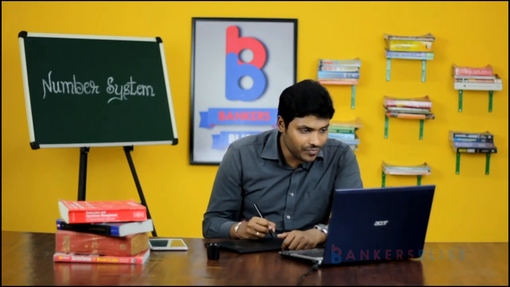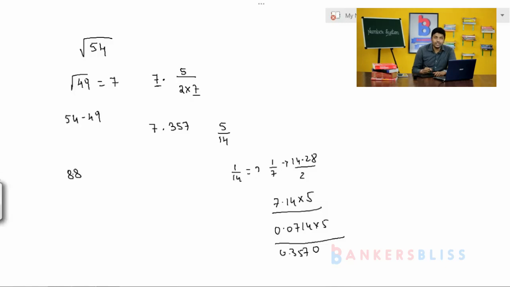Okay, let me take one more number. The number is 88. Which is a perfect square number near to 88 and less than 88? That is 81. So, the square root of 81, that is 9. So, the answer is 9 point something.